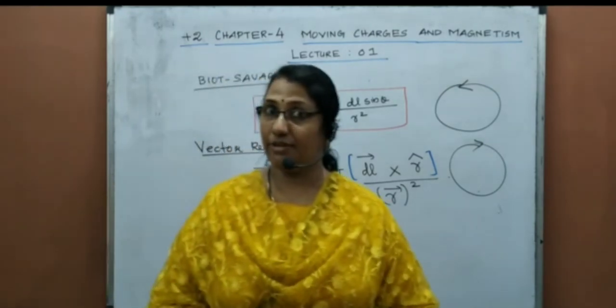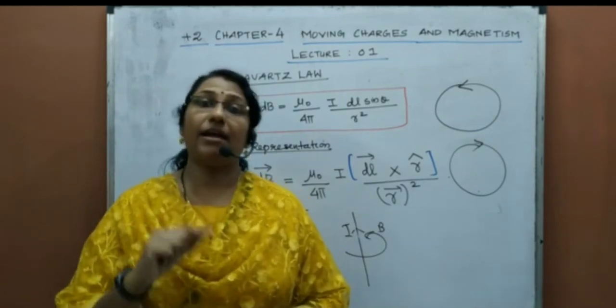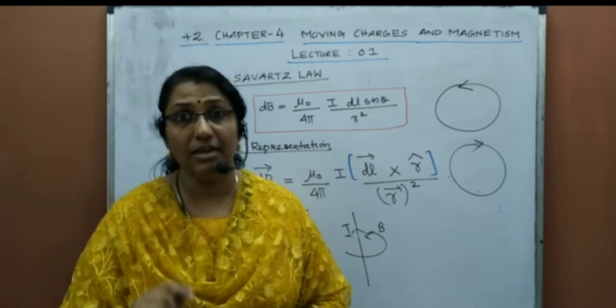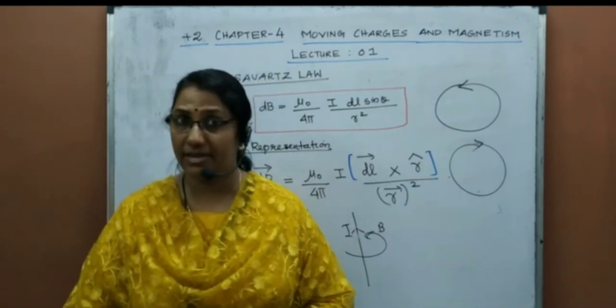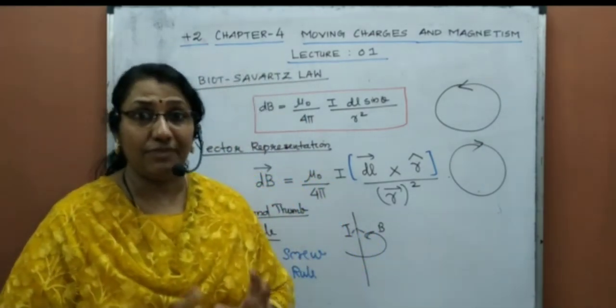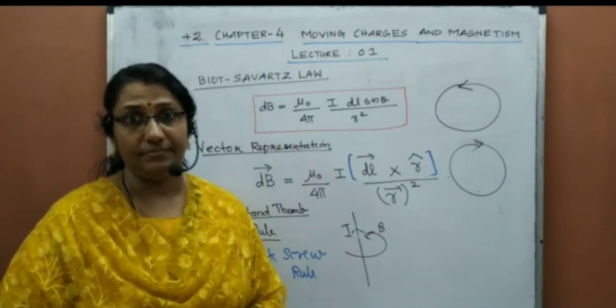Next, what is the definition of magnetic field? It is the region around a magnet or a current carrying conductor where a magnetic substance experiences a force of attraction, repulsion or some magnetic property. Clear? Then, we have to study the Biot-Savart law. The first topic in our chapter is the Biot-Savart law in detail.